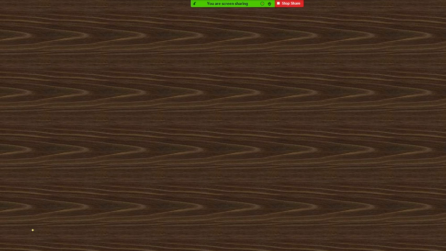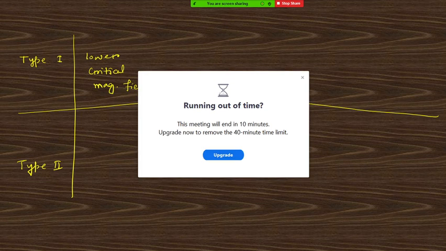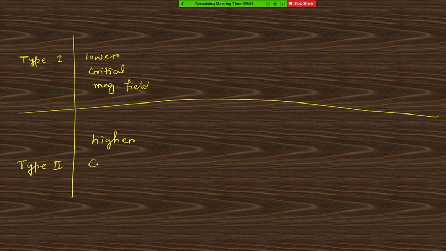If I want to compare these two types, this is type 1 and type 2. First, in type 1 the critical magnetic field is lower. That means it can be changed from superconductor to normal with a very low magnetic field. Okay, but in case of type 2, this is the higher critical magnetic field.